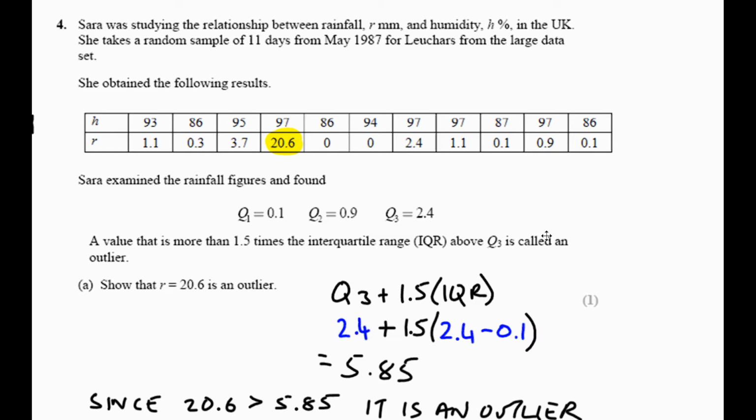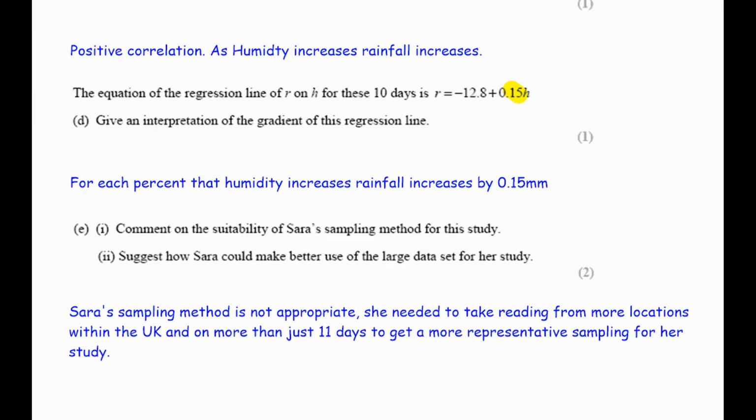Also, she's only taken 11 days out of the whole year 1987. I think she could take a lot more readings in terms of the different days, so we get a spread of the whole year, and a lot more different places in the UK. Okay, so Sarah's sampling method is not appropriate. That's my response to part 1.